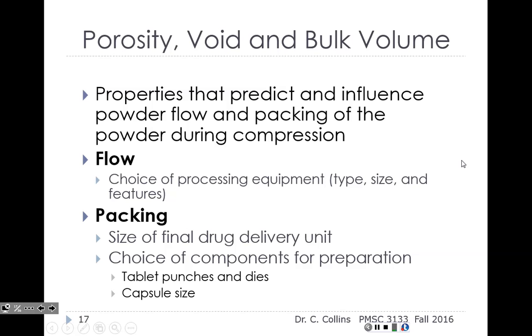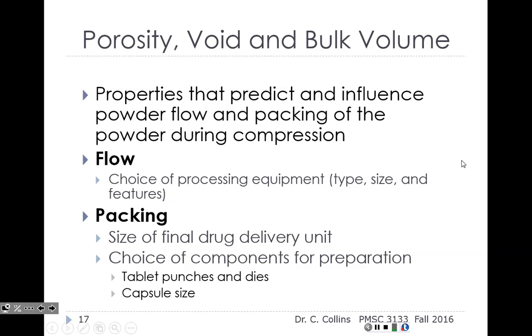Packing, size of the final drug delivery system itself. Choice of components for preparation. What size and or shapes of punches and dies that we might use. And we'll look at some various ones when we talk about tableting, as well as various and sundry capsule sizes.